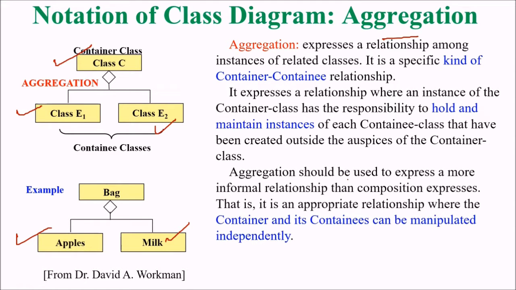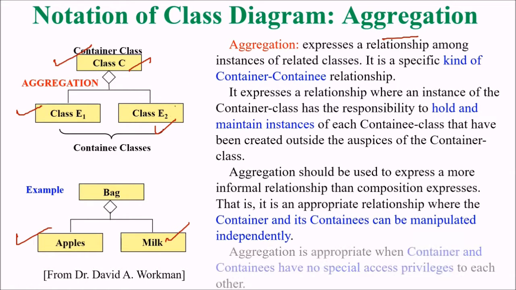This aggregation should be used to express a more informal relationship than the composition expresses. That is, it is an appropriate relationship where the container and its containees can be manipulated independently. So aggregation is appropriate when container and containee have special access privileges to each other.